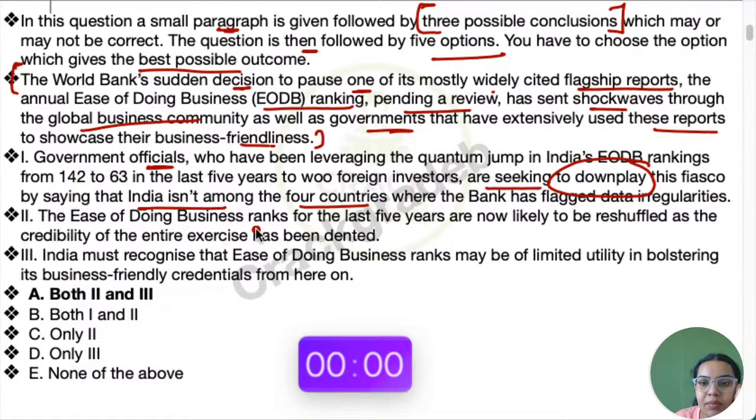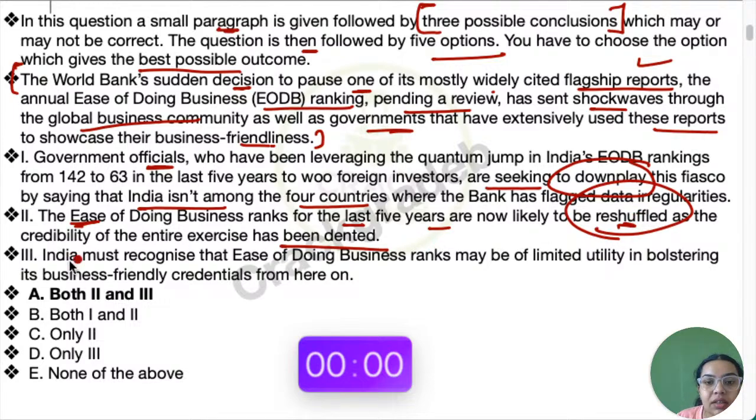The ease of doing business ranks for the last 5 years are now likely to be reshuffled. See, because the credibility has been dented, they have paused this. It's like a shockwave that things are not as per the reports. So this can be one outcome, that reshuffling is possible. This was the keyword over here.